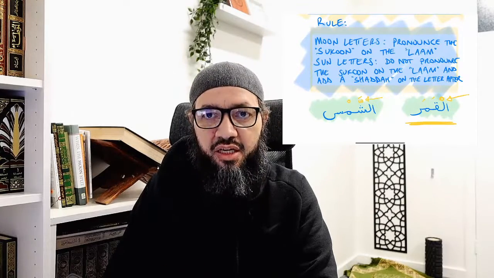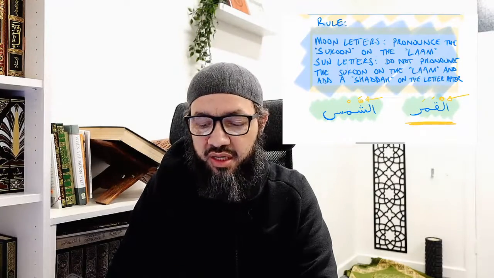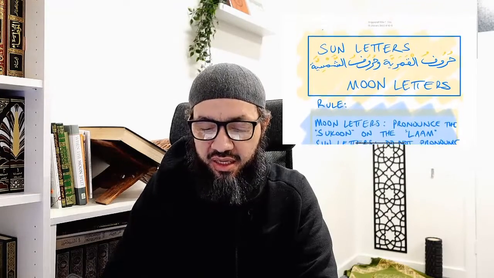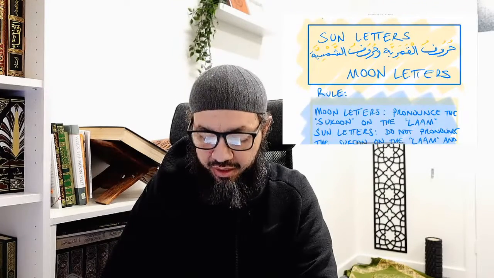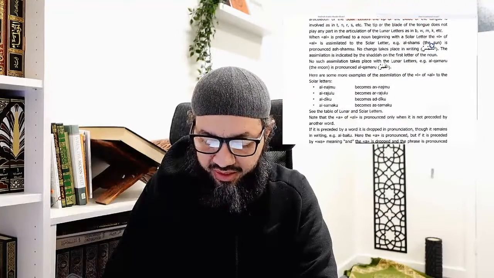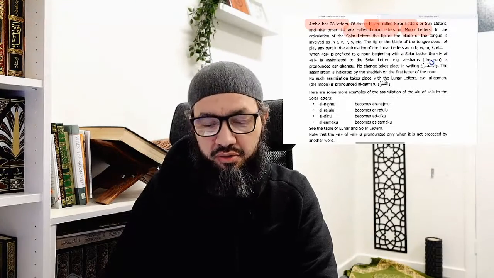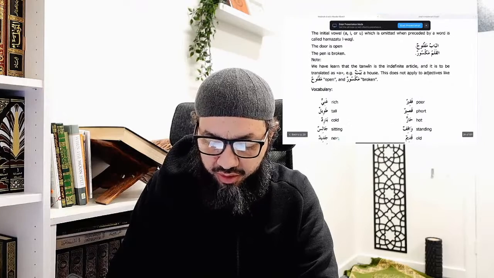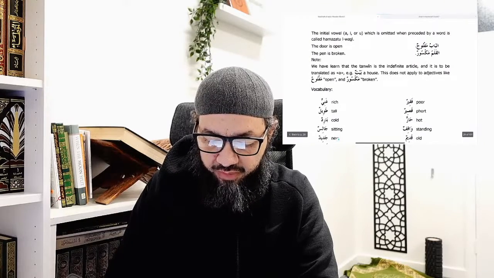So that's the second main grammar rule in this lesson, and those are the 2 main rules that we're going to study. Then he's going to give you a list of the moon letters as well as the sun letters. So let's go to the vocab quickly and have a look at the vocab for today's lesson.